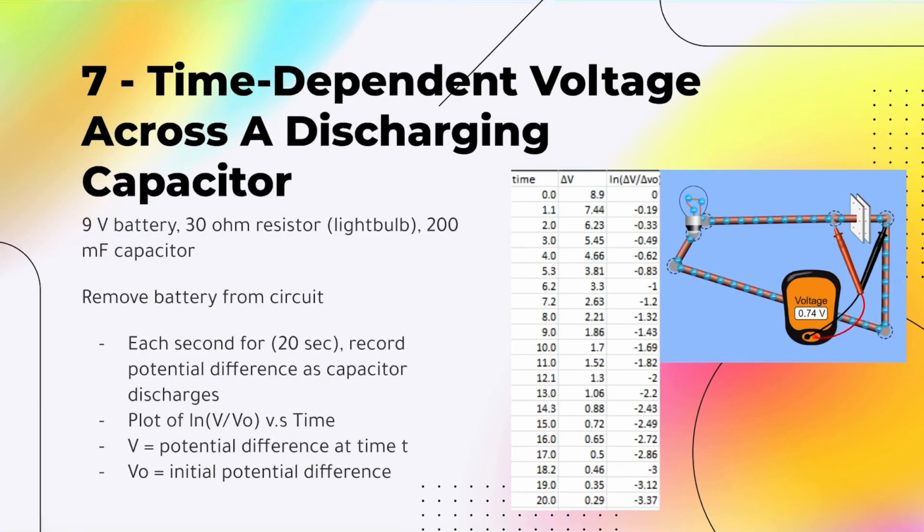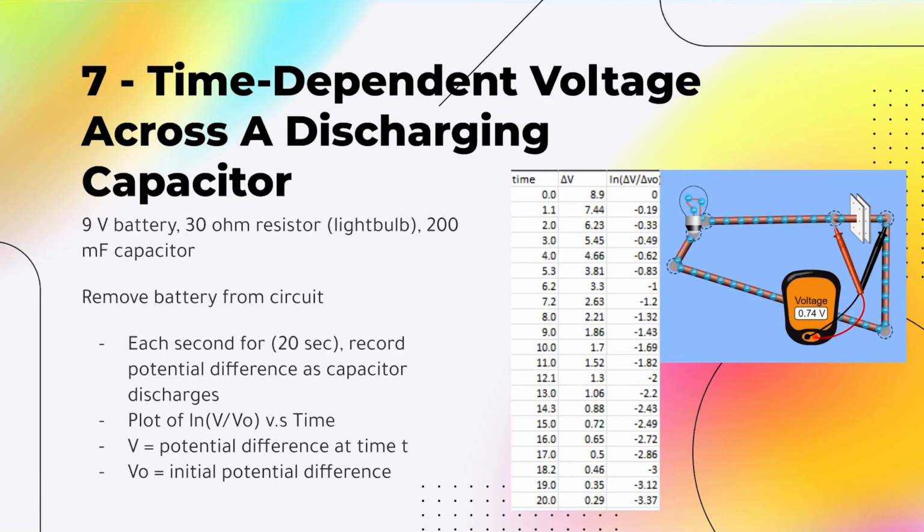Now we're going to make an RC circuit with a 30 ohm resistor and a light bulb, and also charge the capacitor. Then we'll remove the battery from the circuit and measure the potential differences as the capacitor discharges. We will do this every second for 20 seconds. My table with experimental values is shown to the left. Our goal is to solve for RC, which is our time constant.